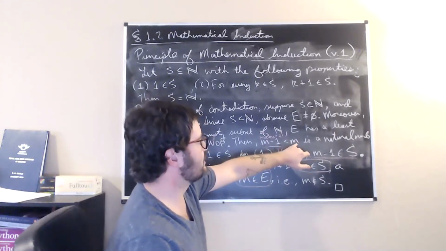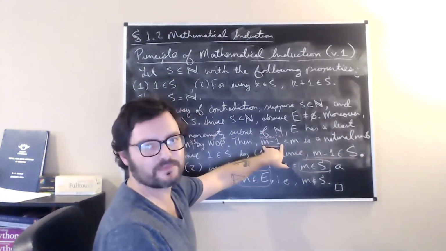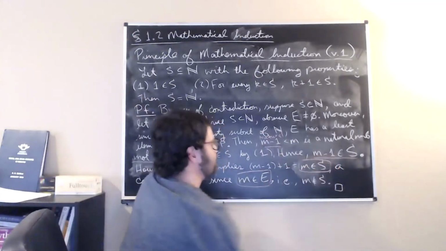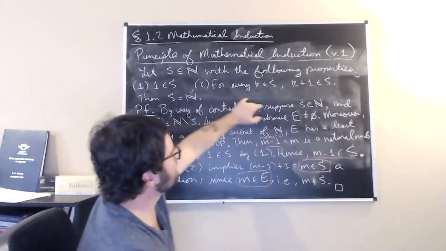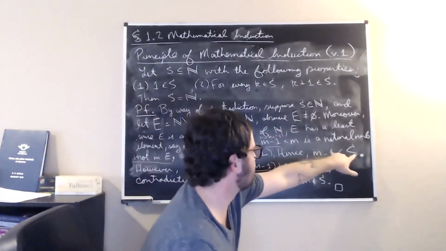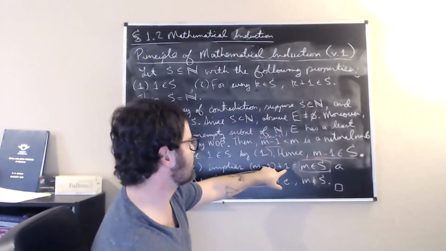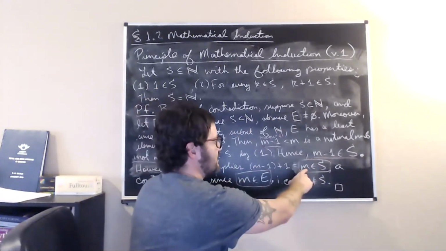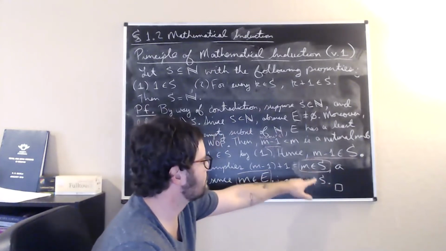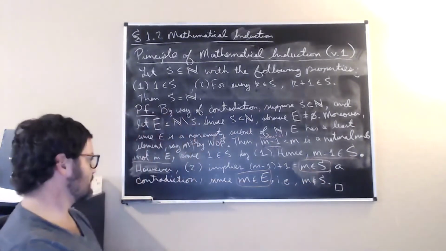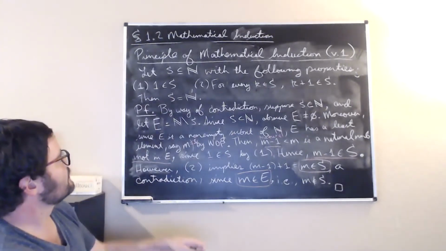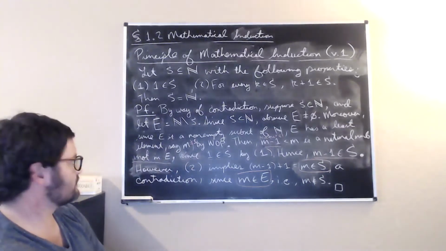And since M was the least element in E, this is not in E, which means it must be in S. But property 2 says that if anything is in S and if you add 1 to it, it's also in S. So since M minus 1 is in S, M minus 1 plus 1 is in S. But that's the same thing as saying that M is in S. And that's the contradiction because M belongs to E, which means it's not in S. And so that completes the proof of the principle of mathematical induction.